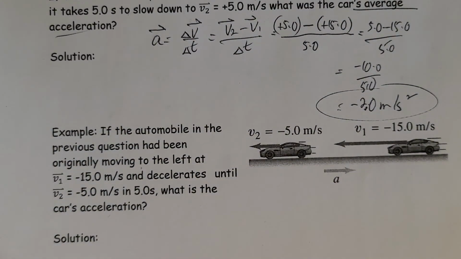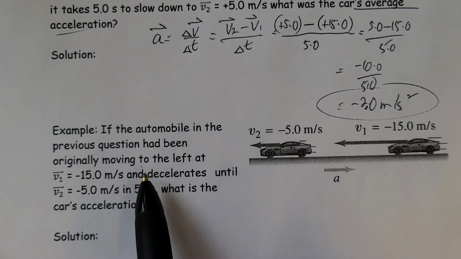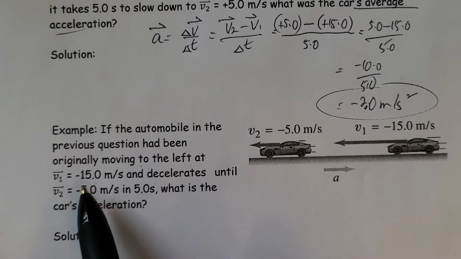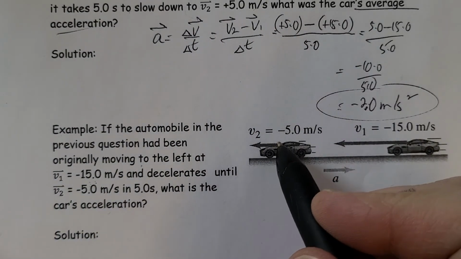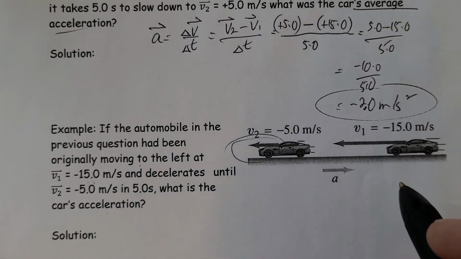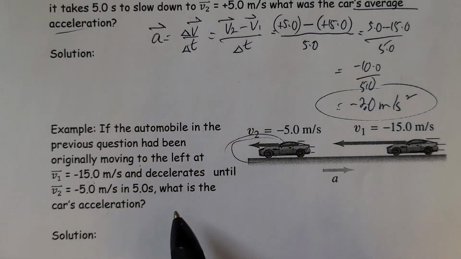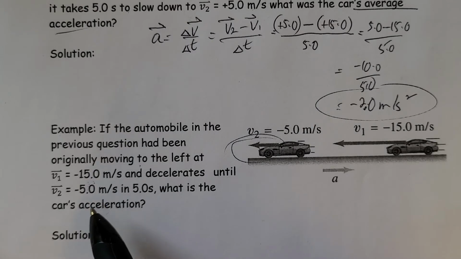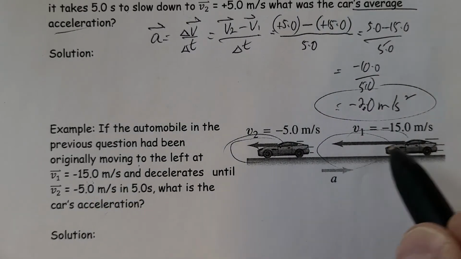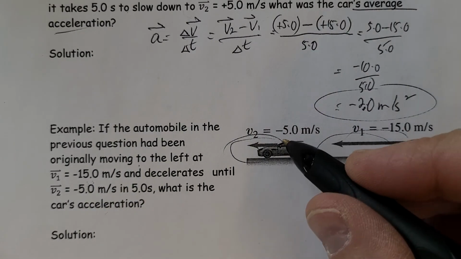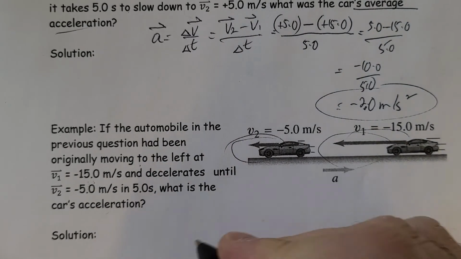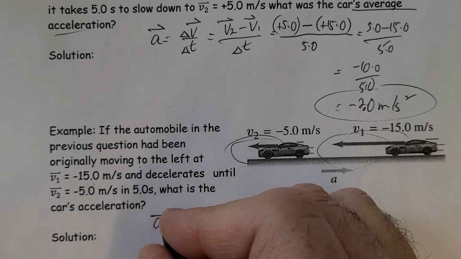What about if we are going in the negative direction? If the automobile in the previous question had been going to the left at negative 15, so notice it's going that way, and it decelerates until it's going negative 5. Okay, so it was going negative 15, and then it slows down until it's negative 5. What's the acceleration in this case?